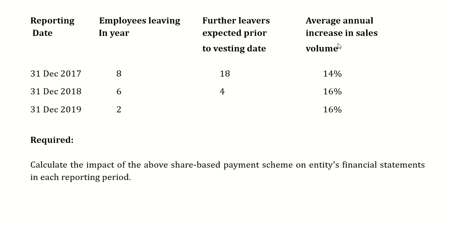Average annual increase in the sales volume is 14%. In the second year, another 6 employees actually left and 4 are expected, and the average increase in the sales is 16%. In the third year, actually 2 left and the average is 16%. Calculate the impact of the above share based payment scheme on the entity's financial statements for each reporting period. Right? Okay.